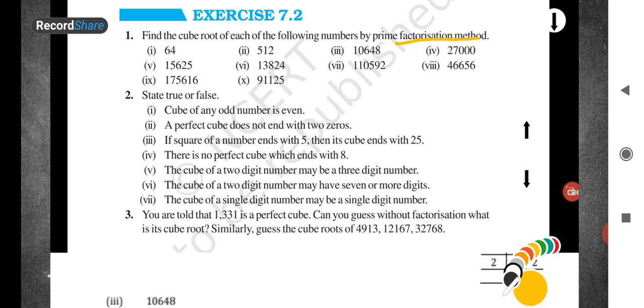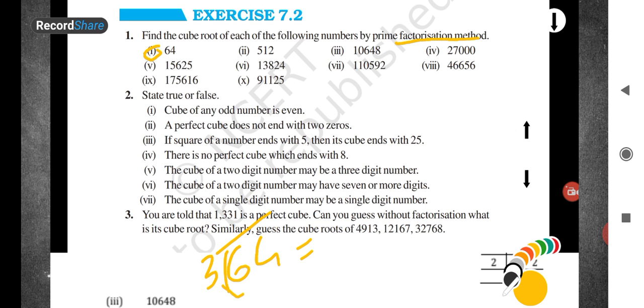Okay, now what we have to do, we have to find the cube root. That means 64 is whose cube root. Okay, 64 is whose cube root. So the symbol is this, isn't it? Cube root. So 64 is whose cube root we have to find by using the factorization method. Okay, so come to the solution of this.